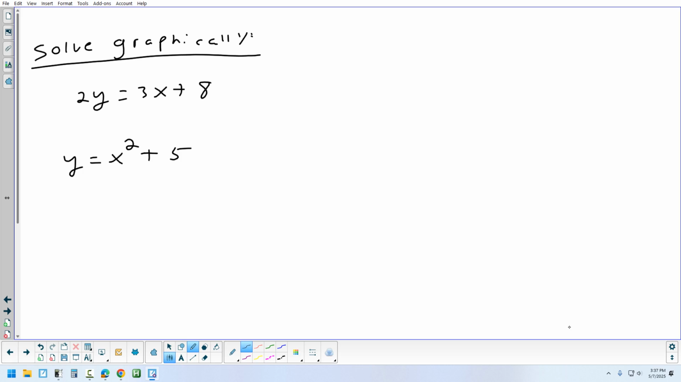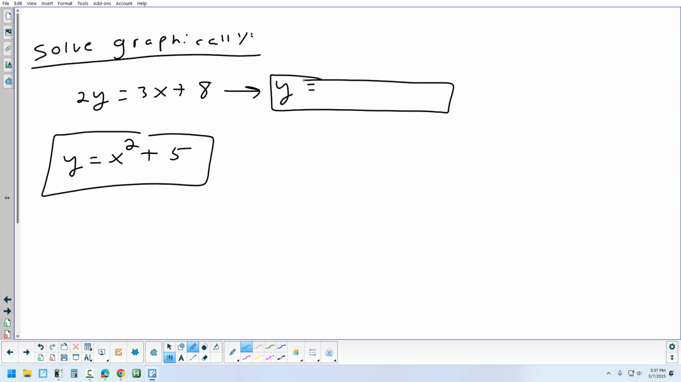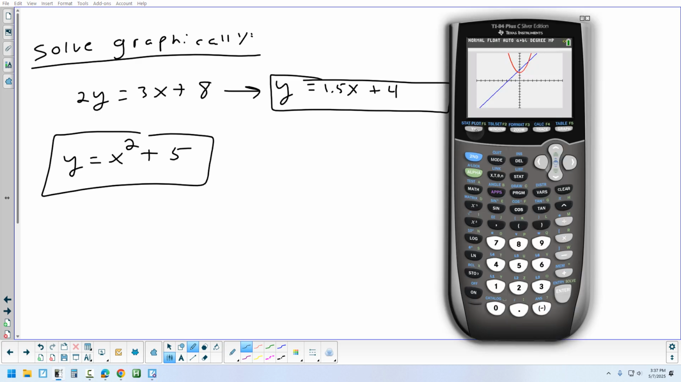This one's okay to type in the way it is, but this one is not. What do I have to do to that top one so I can type it in on the calculator? Write it into y equals mx plus b. Yep. So divide by 2. And if you divide everything by 2, what would that give you? Y equals 3 over 2x plus 4. Yep, and just so I can avoid a fraction, but it doesn't really matter. It's 1.5x plus 4.